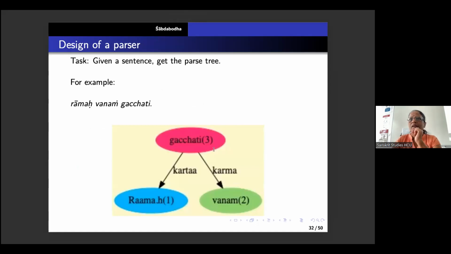So, now let me discuss how the parser is built. The task here is, given a sentence, we want to get the parse tree. For the sentence Rama Havanam Gacchati, what we want to know is that Gacchati is the verb, Rama is the karta or the agent, and Vana is the goal. Now, how do we know this?